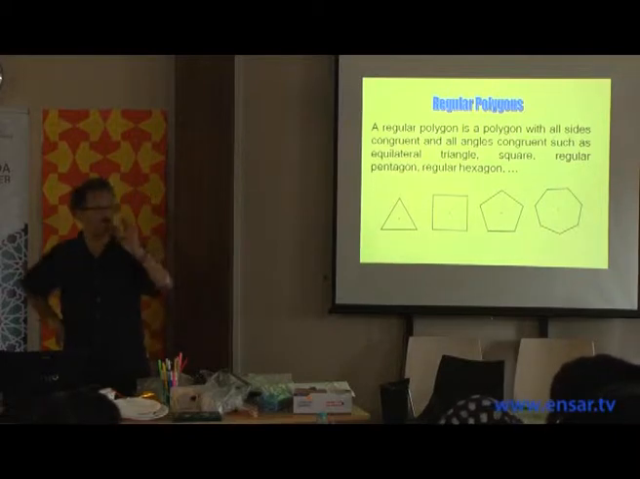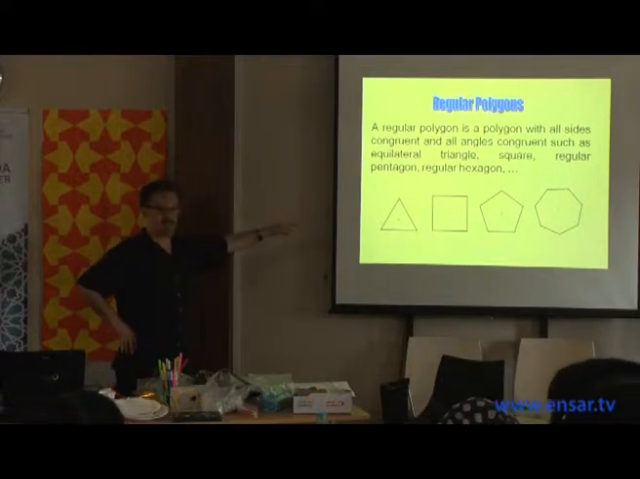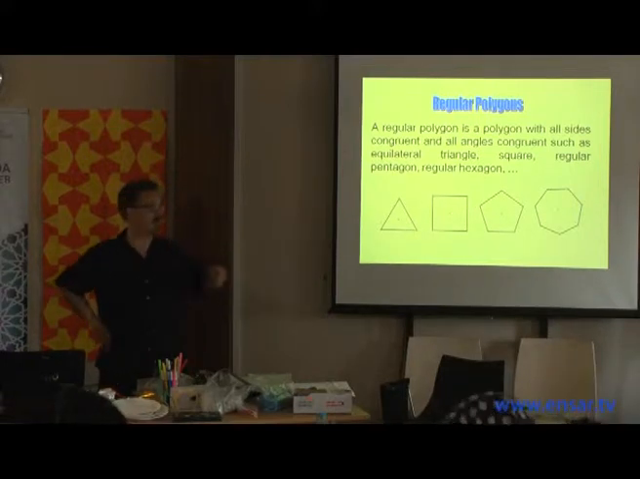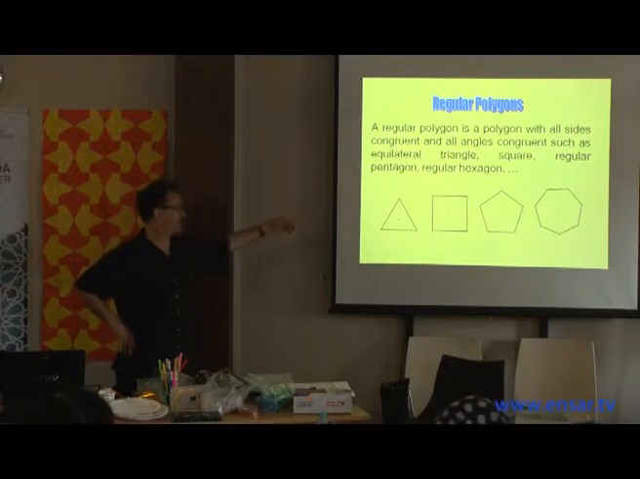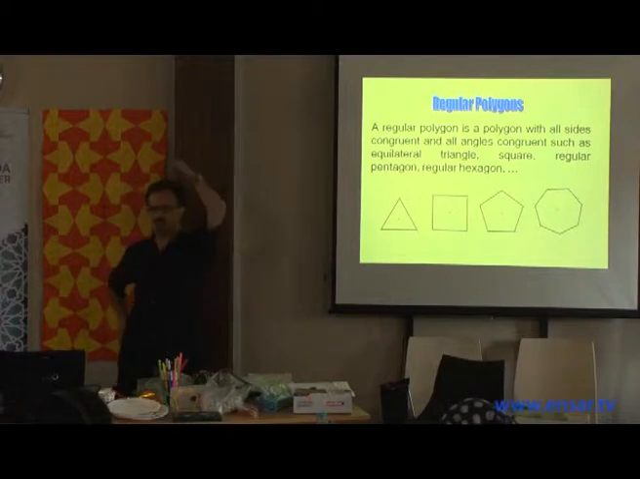Infinite. Say infinite. You can make an equilateral polygon with what? 3 sides. Equilateral of what? 4 sides. We call it what? Square. 5 sides, 6 sides, and forever.